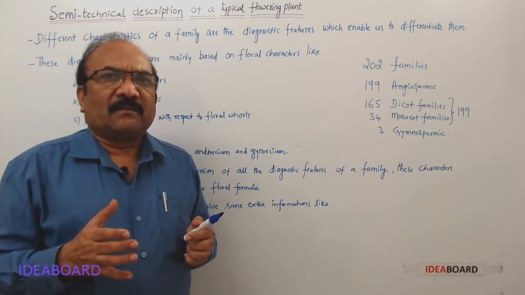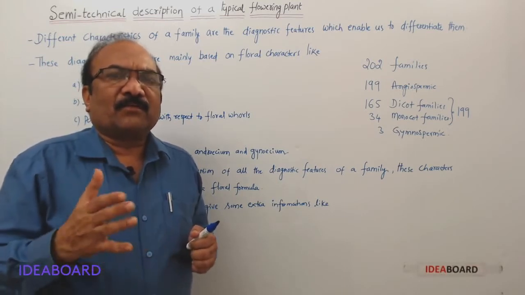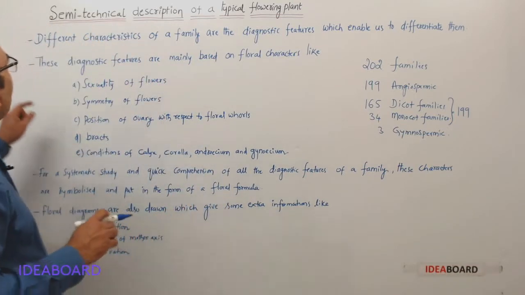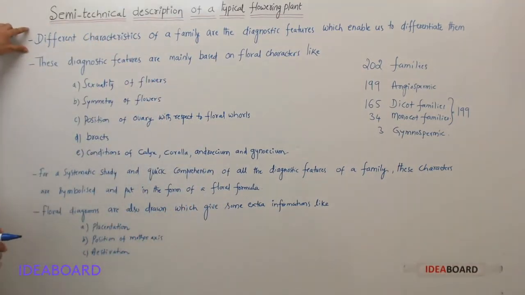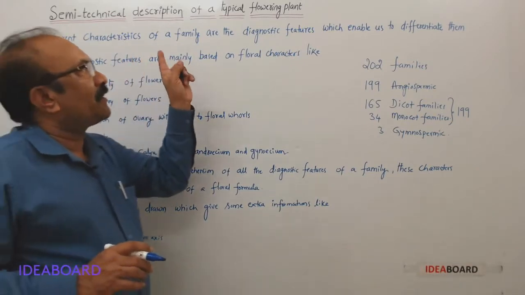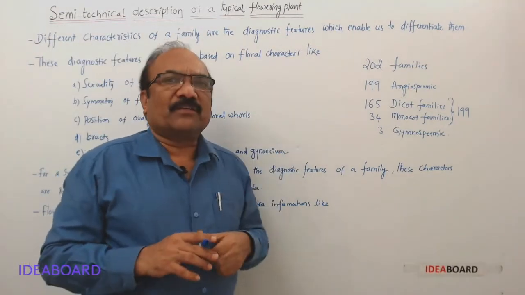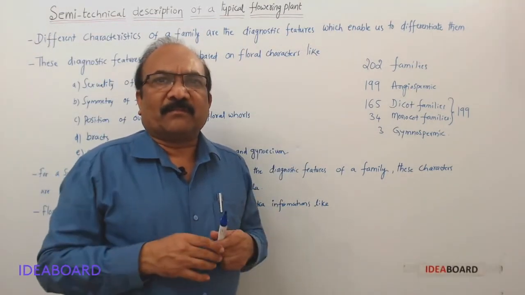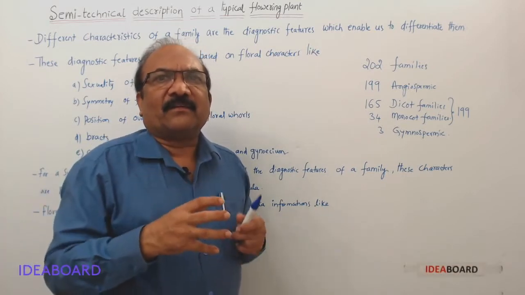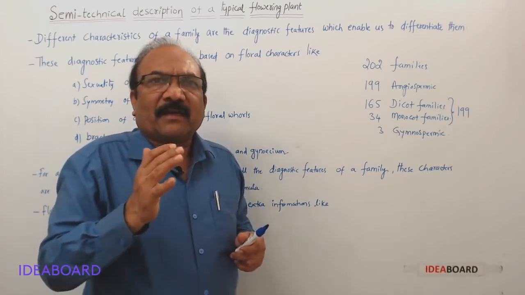And these characteristics will become diagnostic features to differentiate them. So that's the statement I wrote here. Different characteristics of a family are the diagnostic features which enable us to differentiate them. If we want to differentiate them, one should know the characteristics of the family. So every family will have particular characteristics.